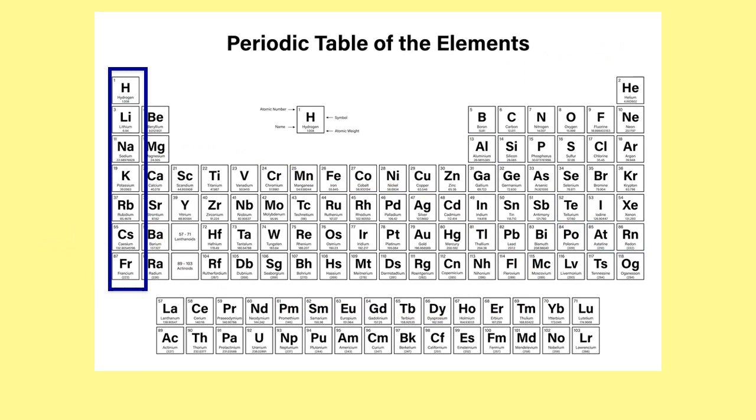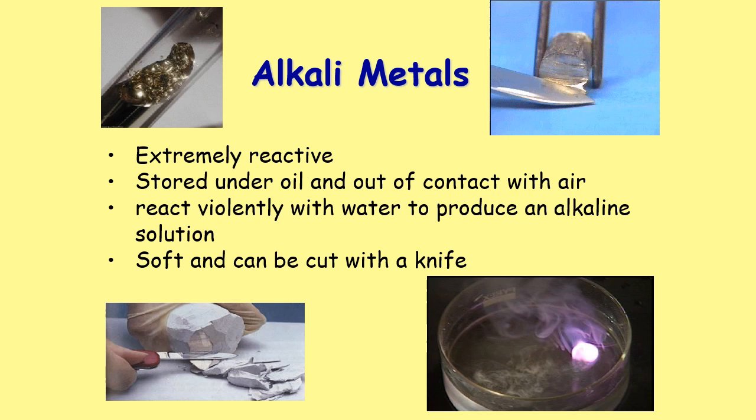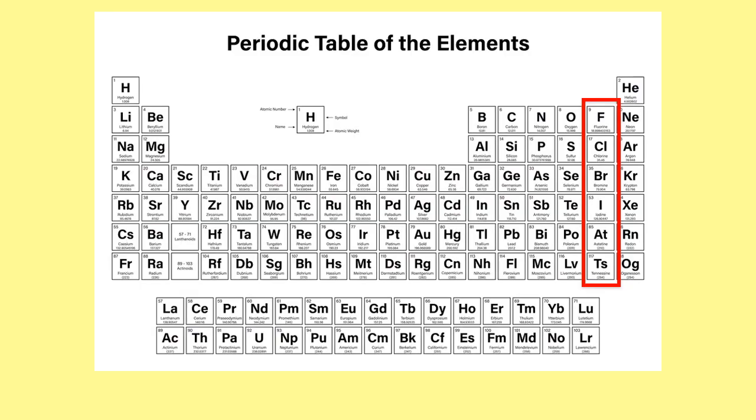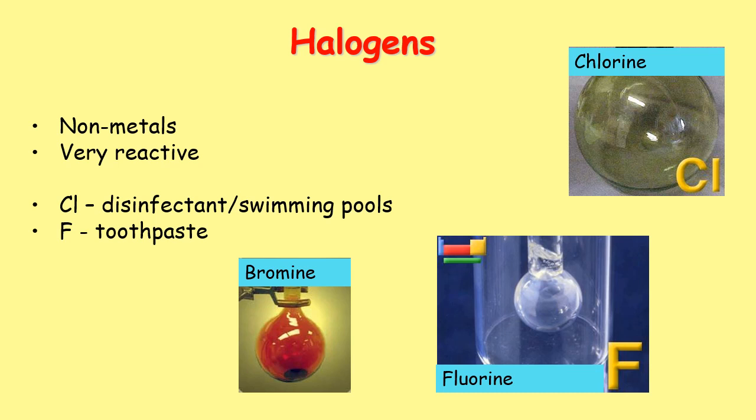So group one are alkali metals, and alkali metals are our most reactive metals. They are soft and can be cut easily, but they are so reactive that they react with water. The next group we need to know is the group second from the right at the end, what we call group seven, the halogens. Now, they are similar to the alkali metals in that they are very reactive, except because they are on the right-hand side, they are non-metals. So halogens, group 7, are very reactive non-metals.